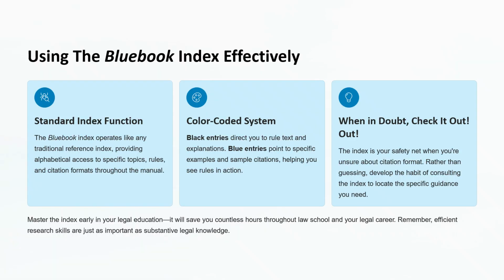And then finally, there's the index. To use the index effectively, you know that it's just a standard index. It's an alphabetical listing of all the topics that are covered within the Bluebook. It has a color-coded system. If the entry in the index is in black print, that tells you that it's directing you to rule text or an explanation. If the entry is in blue text, that means there is a specific example that you can look at of whatever that rule is. So anytime you're not sure, you can go ahead and check out that index.